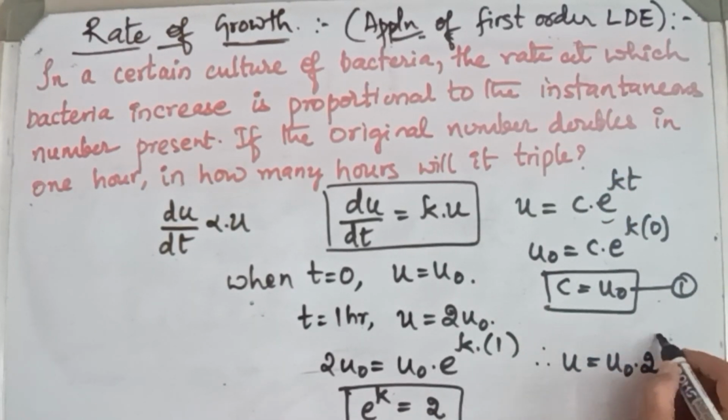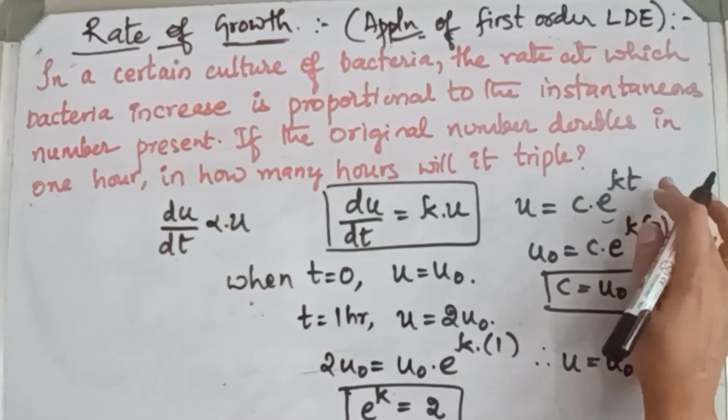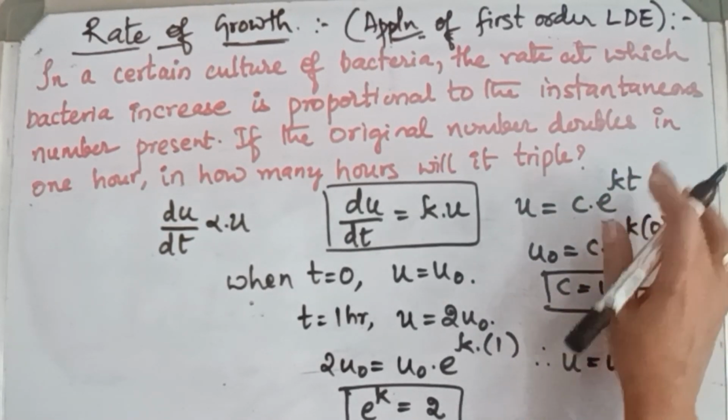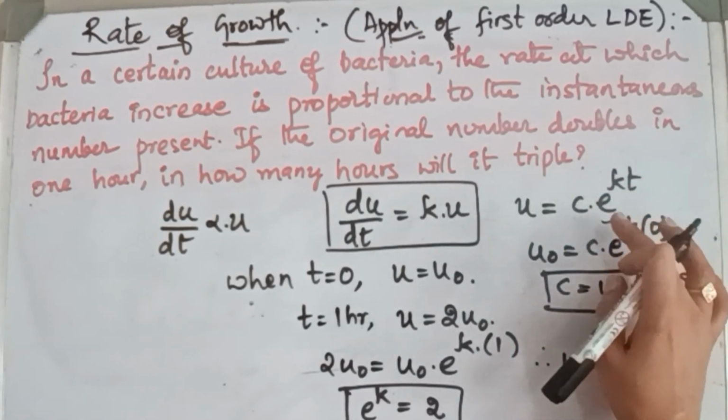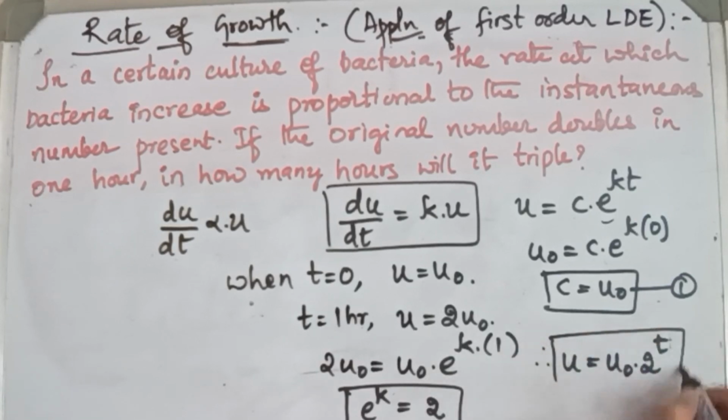So 2 to the power t, because you can write it as a to the power m whole power n. So e power k is 2, giving 2 to the power t. So I got the same equation in terms of the values of constants as u naught and 2: u equal to u naught into 2 to the power t.